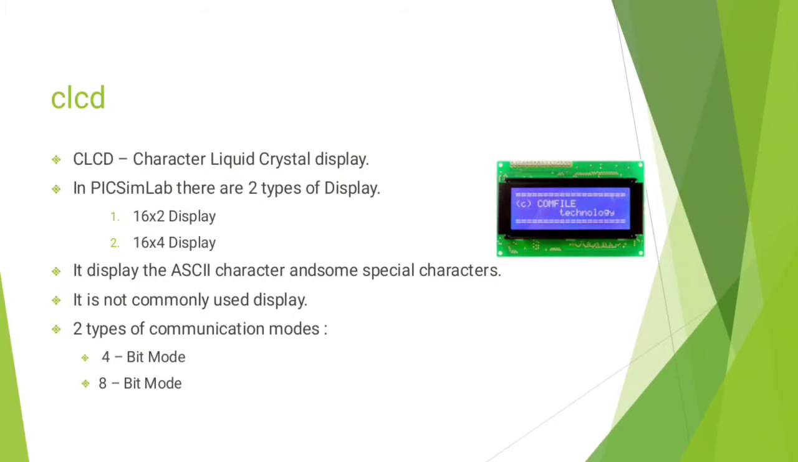So let's see the CLCD, which is a character liquid crystal display. In PiximLab there are two types of displays: 16x2 display and 16x4 display. It displays ASCII characters and some special characters. There are two common communication modes, 4-bit mode and 8-bit mode, but we are only using 4-bit mode.